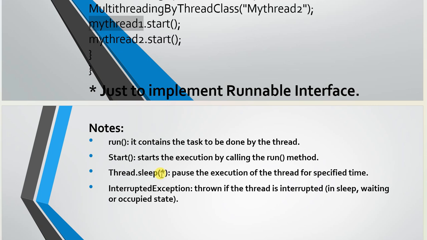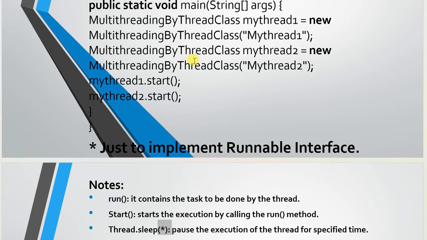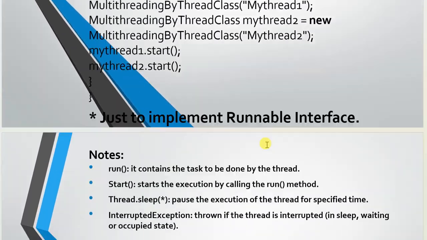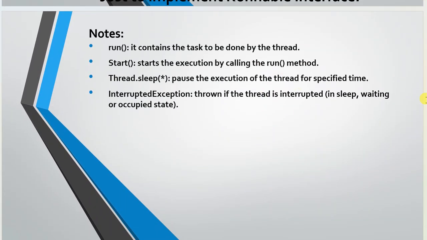And Thread.sleep pauses the execution of the thread for the specified time. Here we have given 50 there, you can see 50, so it will be paused for that particular time. InterruptedException will be thrown if the thread is interrupted while in sleep, waiting or occupied state. If the thread is in sleep state or waiting state or occupied state and it is interrupted, then it will throw the InterruptedException.